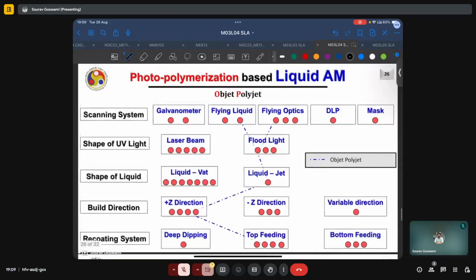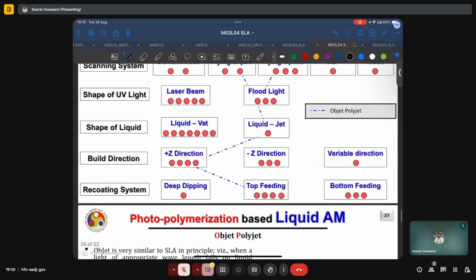The next technology that we'll talk about is object polyjet, which uses both flying liquid and flying optics as the scanning systems, which uses floodlight as the shape of UV light, where the liquid is available in the form of a liquid jet. Build occurs along the positive z direction, and the recoating system is via top feeding.